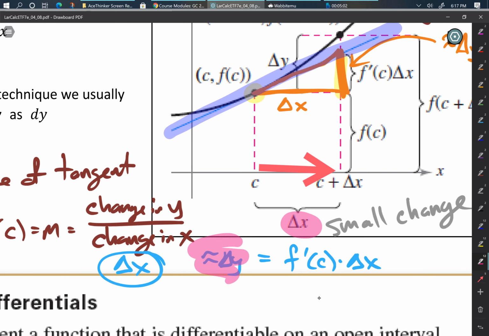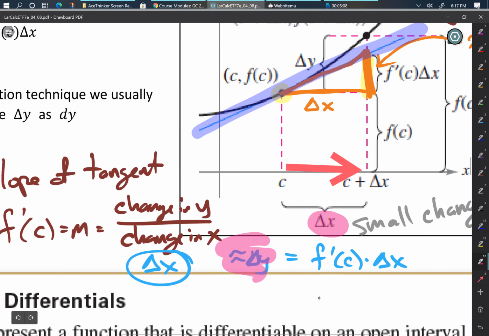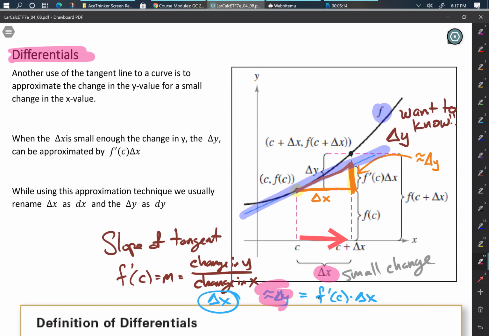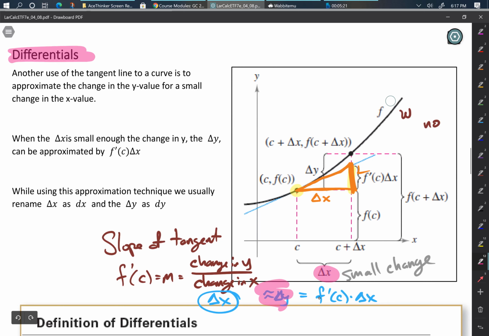The approximation for the delta y is going to be f prime of c delta x because of that triangle, because of the slope of the tangent line. Okay. Now, how is this different from what we just got done doing in the first two parts of this section? Well, in the first two parts of this section, and let me erase a bunch of stuff here that we don't need.